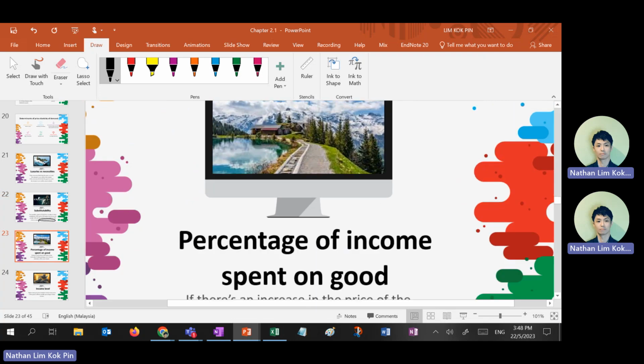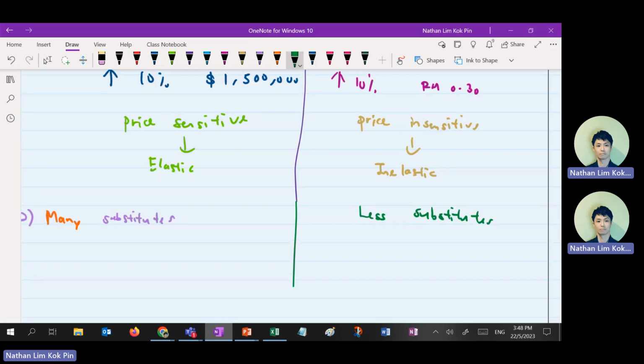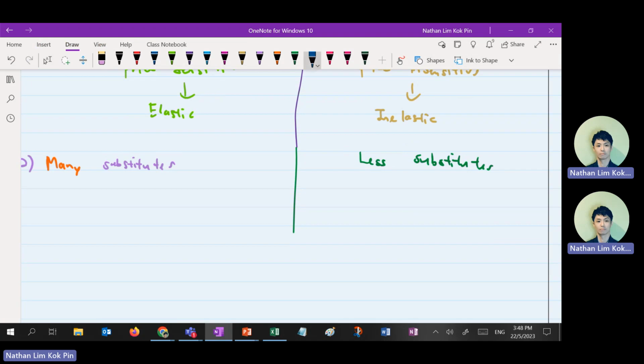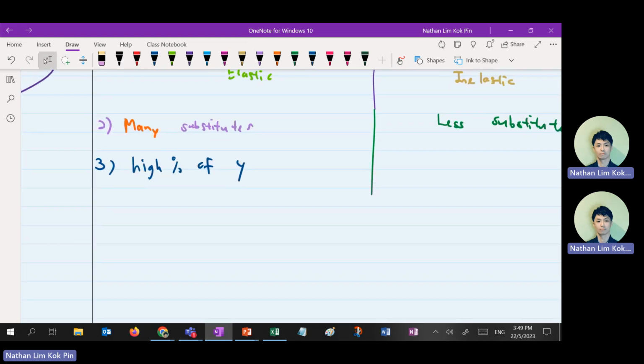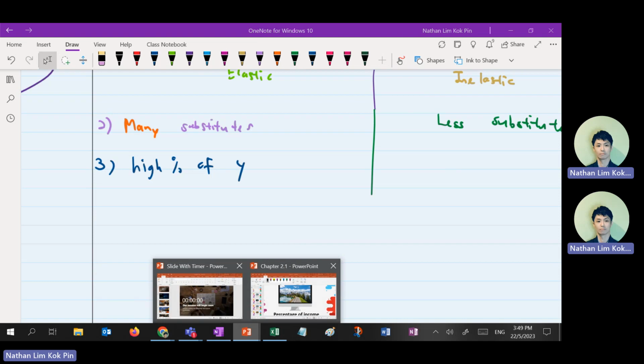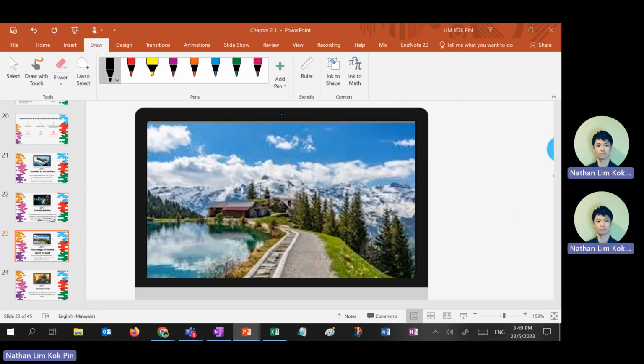So the next one is percentage of income. Third one, percentage of income. When it is a high percentage of your income, which means the price is very expensive, you will care a lot, right? Like a luxury trip to Switzerland. This is a real photo in Switzerland, for example. If the price increased by 10%, I'll be very, very concerned, right?